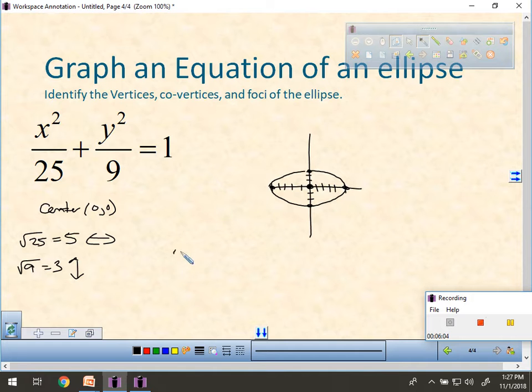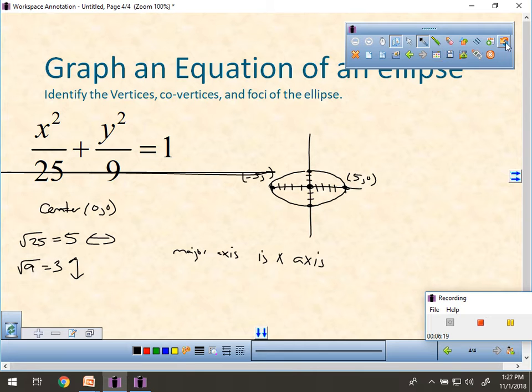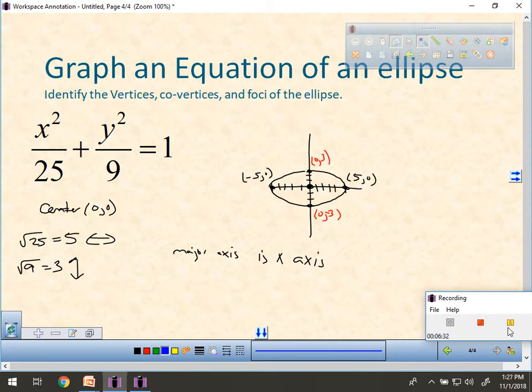So my major axis, I notice, is my x-axis, and so that means that these would be my vertices at 5, 0, and negative 5, 0. And then my co-vertices in red would be on my minor axis, which would be at 0, negative 3, and 0, 3. And so those would be all of that information right there.